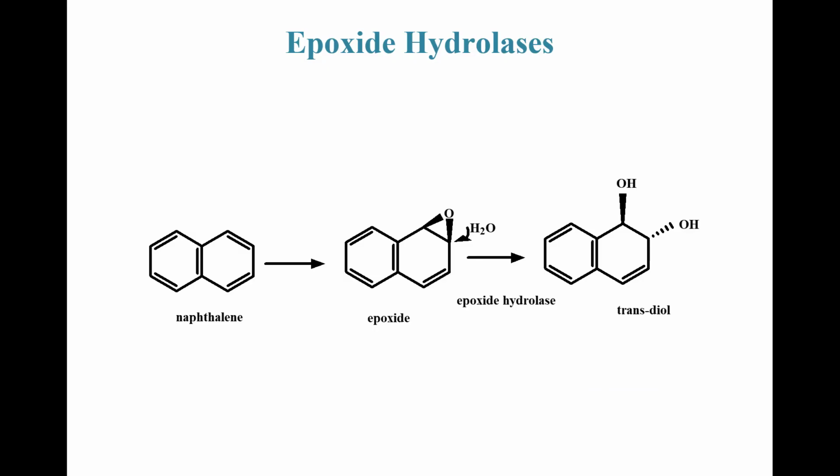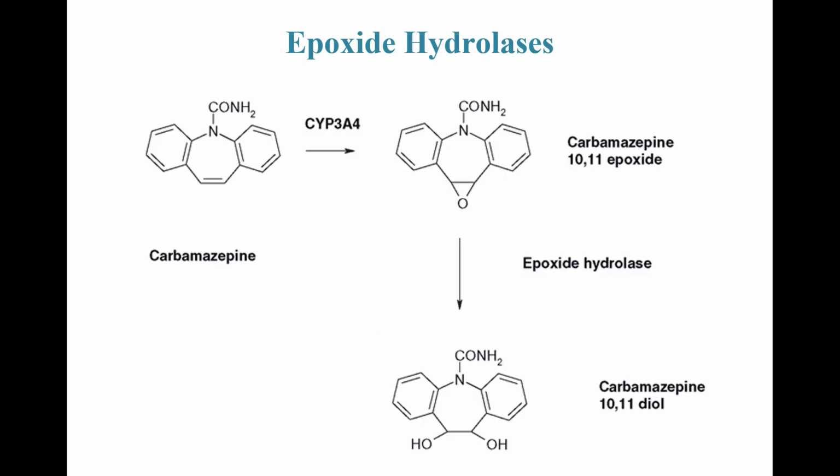There are additional phase 1 reactions that are catalyzed by enzymes other than P450s. Epoxide hydrolase catalyzes the nucleophilic attack of water molecules on an epoxide to form a trans-diol. Here is an example of carbamazepine metabolism and the epoxide hydrolase-derived diol metabolite. In addition, there are other hydrolases that can catalyze other phase 1 reactions.